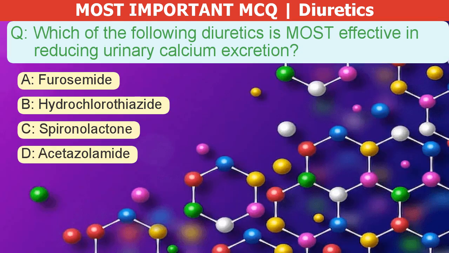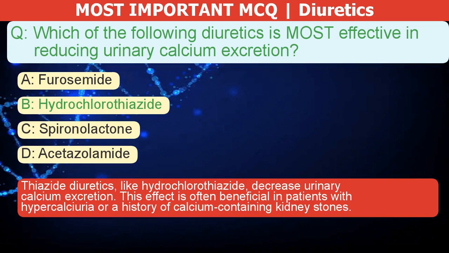Which of the following diuretics is most effective in reducing urinary calcium excretion? A. Furosemide. B. Hydrochlorothiazide. C. Spironolactone. D. Acetazolamide. The correct answer is B. Thiazide diuretics, like hydrochlorothiazide, decrease urinary calcium excretion. This effect is often beneficial in patients with hypercalciuria or a history of calcium-containing kidney stones.